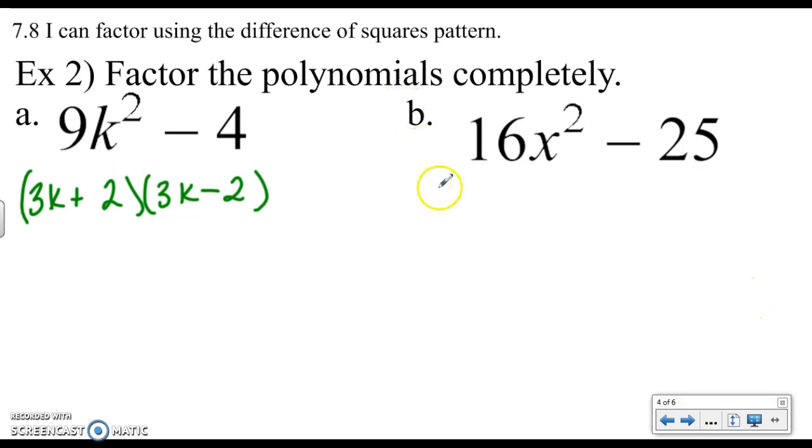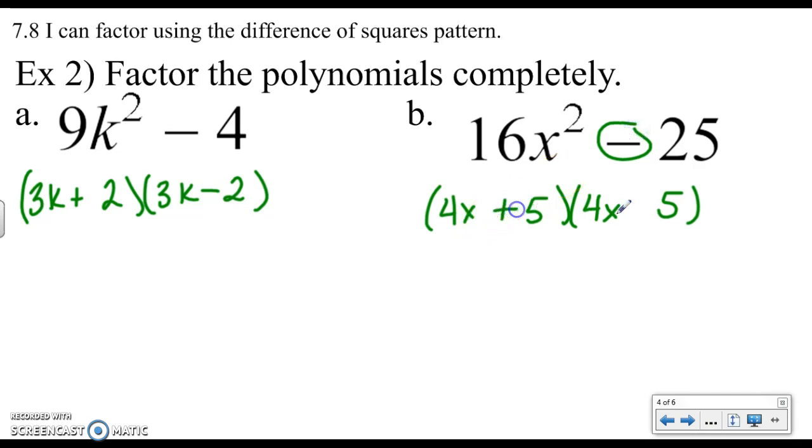Okay, so one more time. Square root of 16 is 4. So let's split that into our two groups. Square root of 25 is 5. We do have a minus sign there, so we're good. One's plus, one's minus. Okay, so that's all you're doing today.